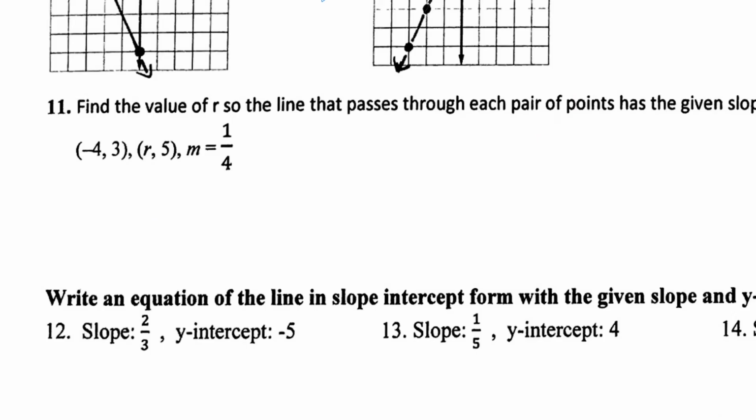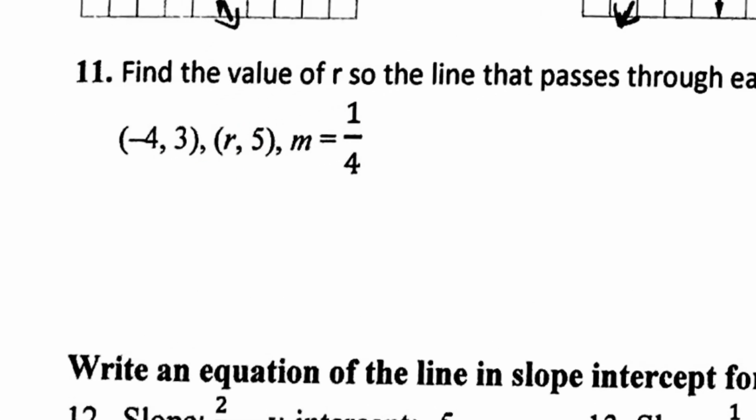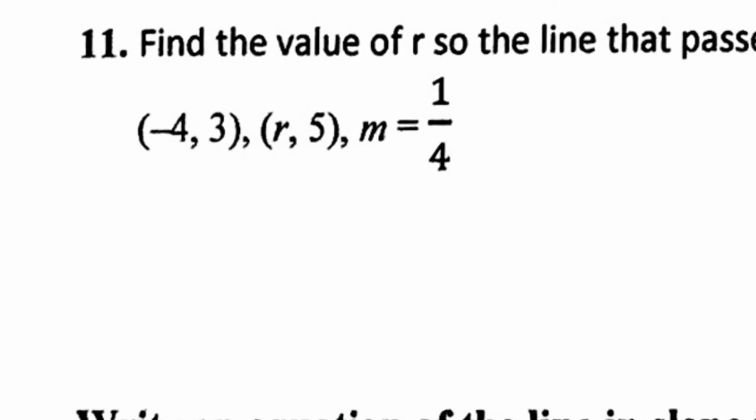So number 11, you have 2 points and a given slope. So m equals 1/4. But notice that one of the numbers in one point is missing. So we want to find r. These 2 points will give you a slope of 1/4. Now for this example, we're going to use the slope formula. So I'm going to write down the slope formula. M equals y2 minus y1 divided by x2 minus x1.